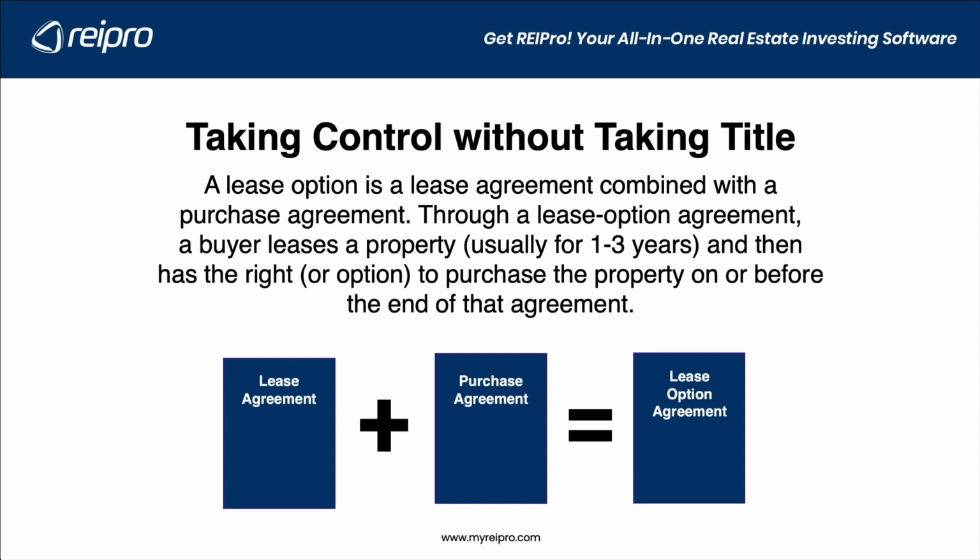So a lease option, a lease purchase, or rent to own, they are all essentially the same thing. We simply have a lease agreement as though you're renting it. But we also combine a purchase agreement, giving them the option to purchase within the duration or time frame of that lease agreement. We put them both together. We call them a lease option agreement.